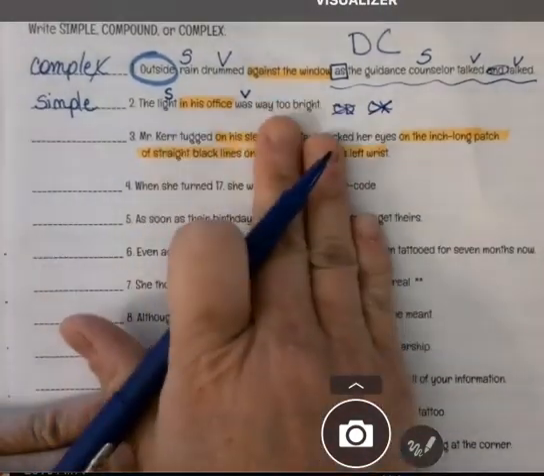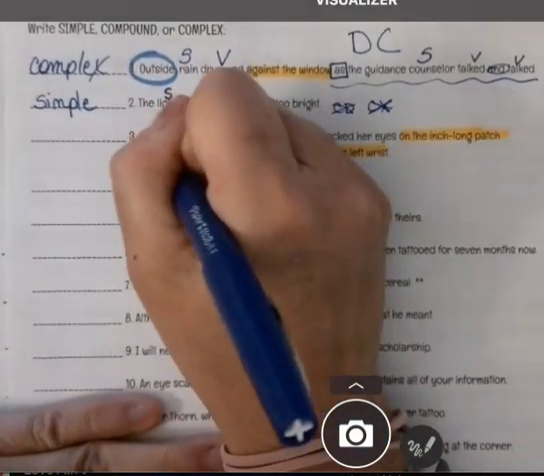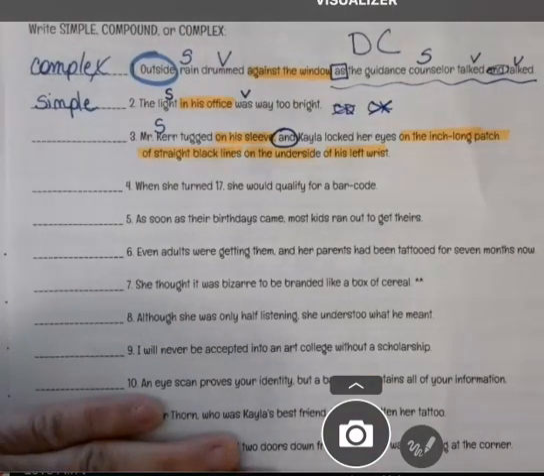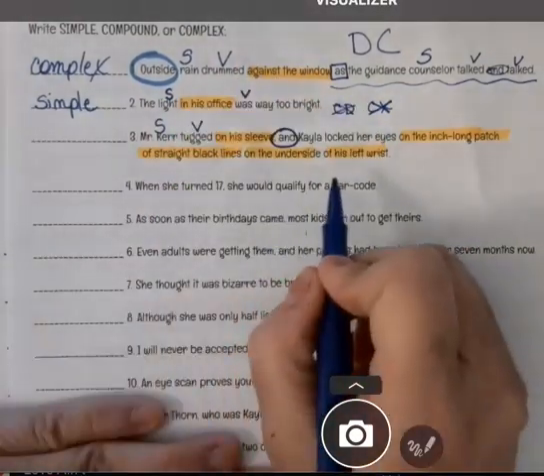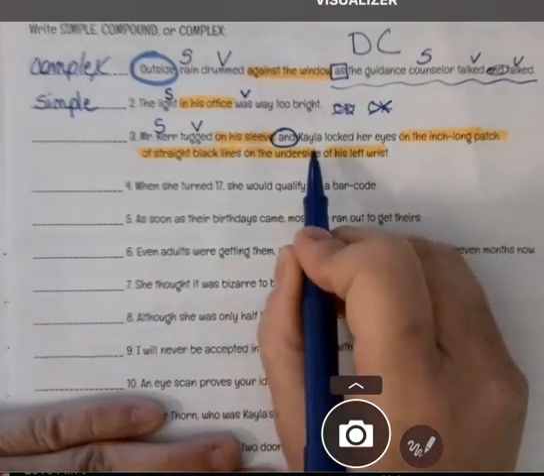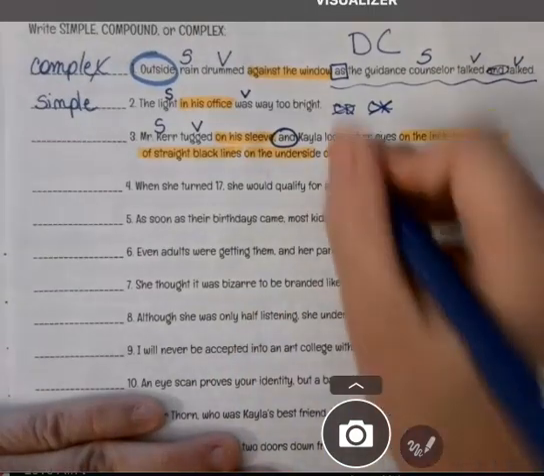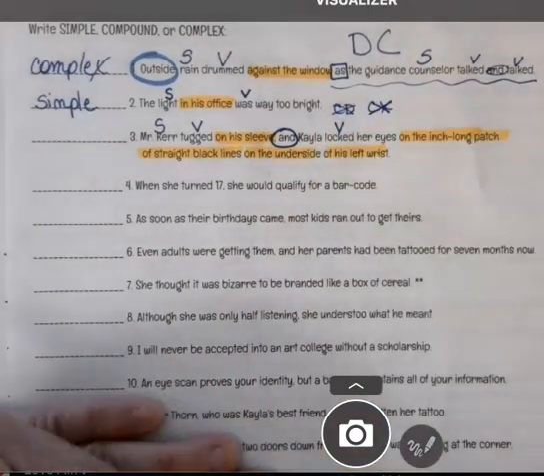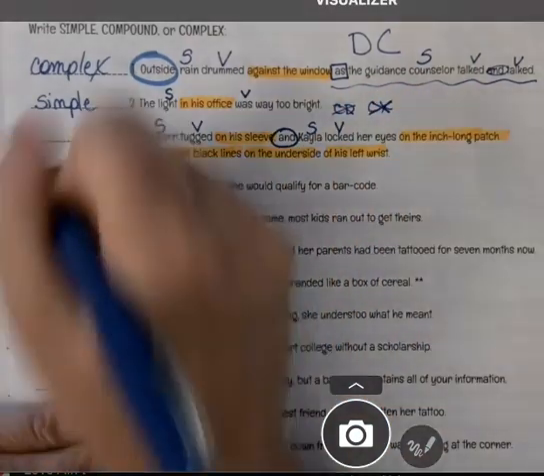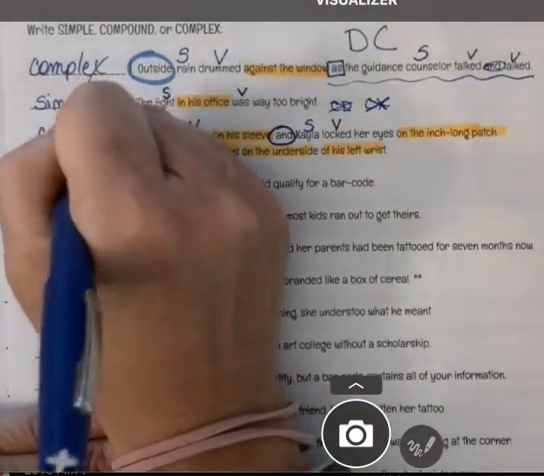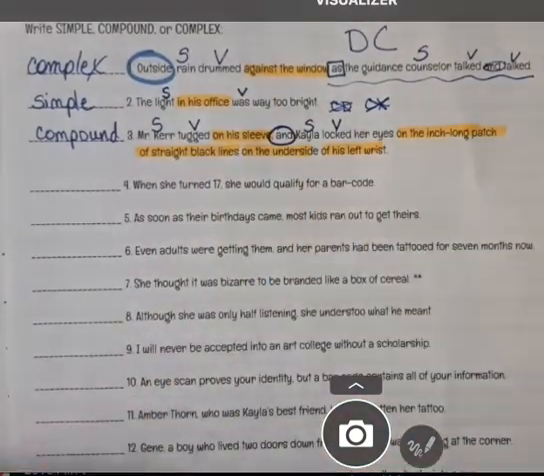So I'm going to look on the left side. Mr. Kerr tugged. The subject is the person, Mr. Kerr, and what did he do? He tugged. And on the other side, Kayla locked her eyes. Now let's say I'm not sure if the subject is Kayla or eyes. I could look for the verb first. What's the action? Something locked. What locked? Kayla locked her eyes. So this is a compound sentence. I found a subject and a verb on both sides of the comma conjunction.